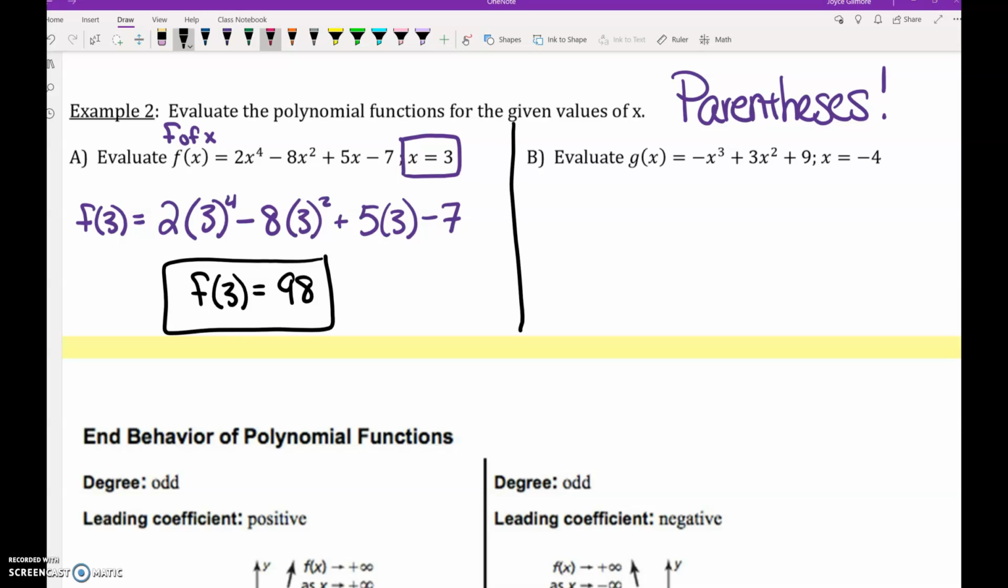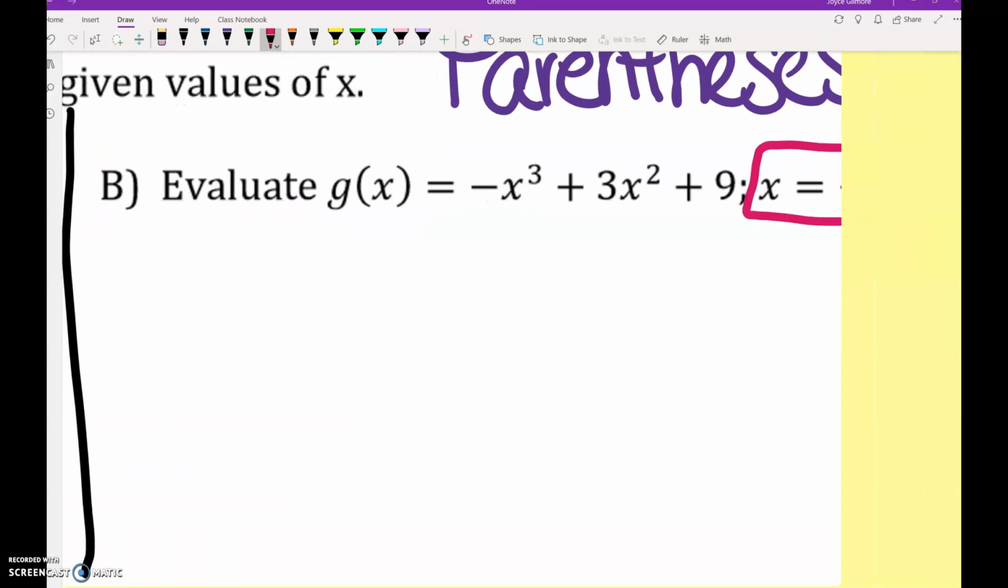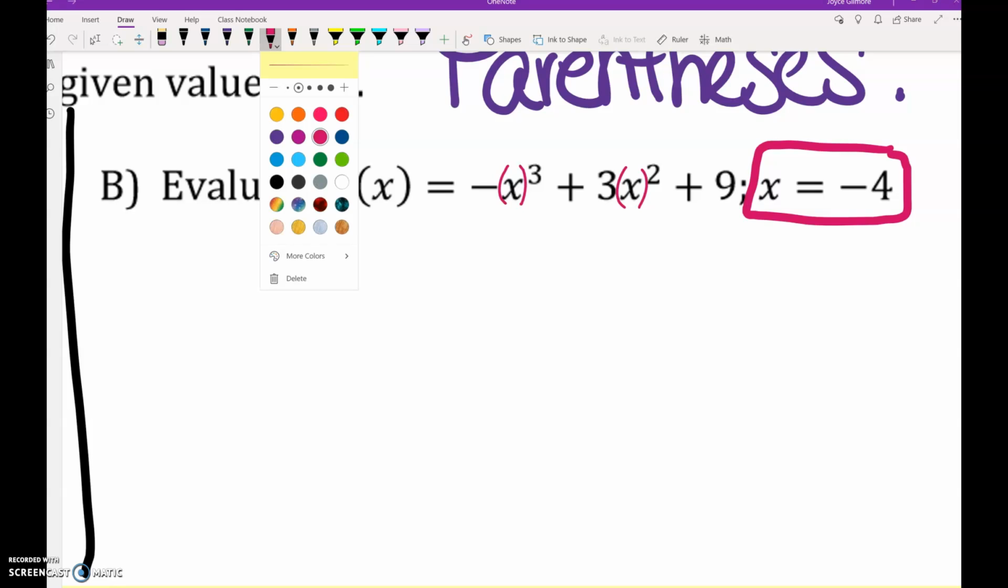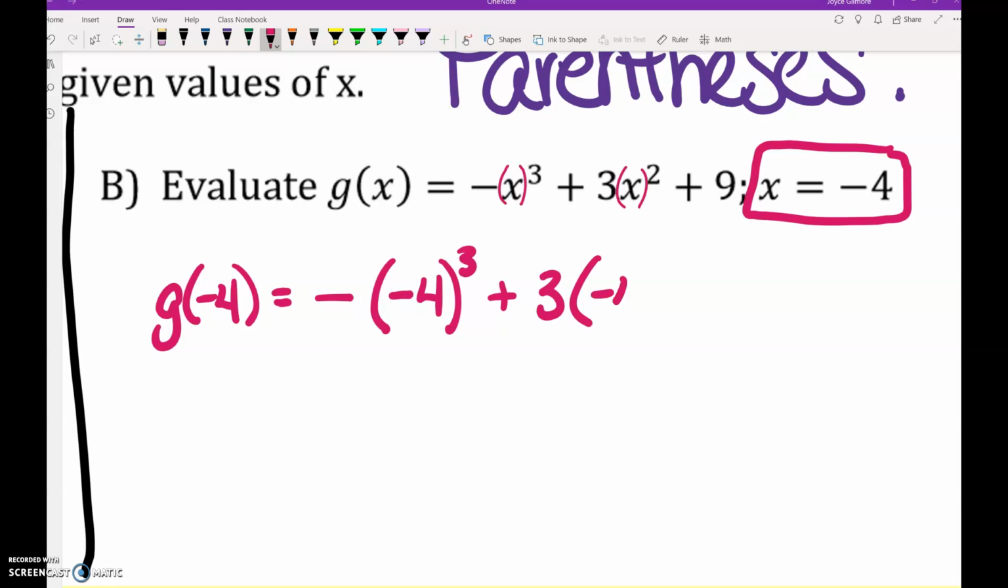The parentheses are especially important when you're plugging in a negative number. And this one is a little bit weird because there's a negative in front of the x to the 3rd. So on this one, you really, really need to put parentheses directly around each x and then put the -4 into that. So I am going to do g of -4, negative parentheses -4 to the 3rd, plus 3 parentheses -4 squared, plus 9.